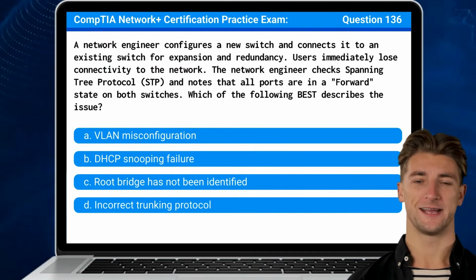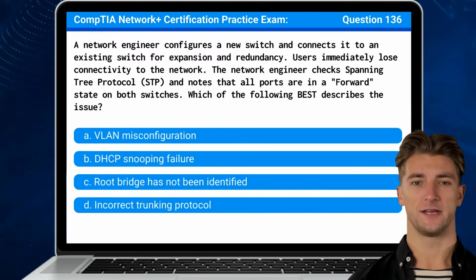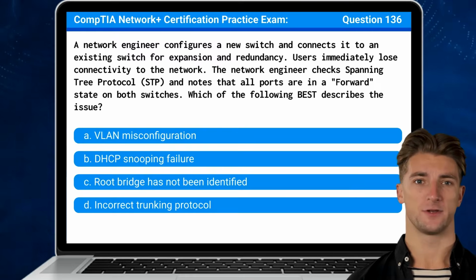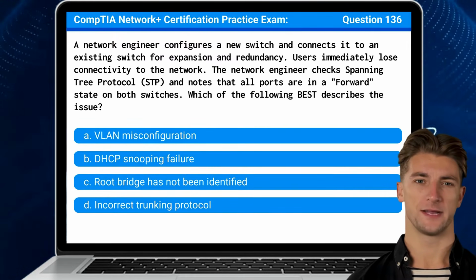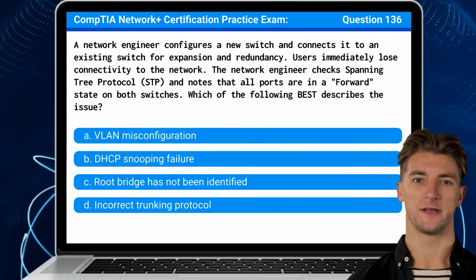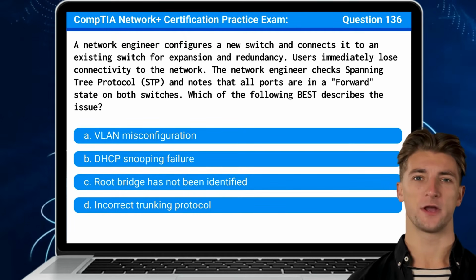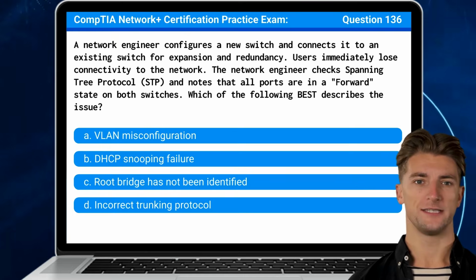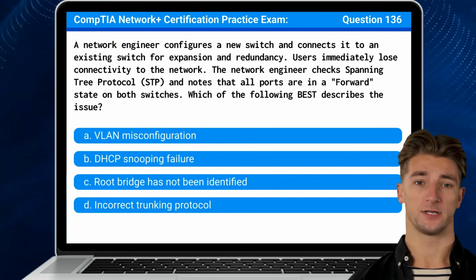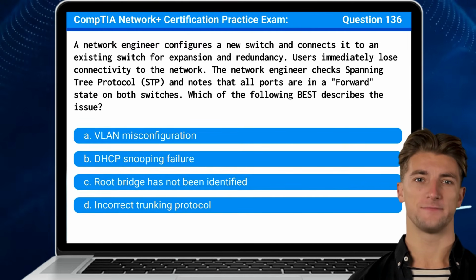Question 136. A network engineer configures a new switch and connects it to an existing switch for expansion and redundancy. Users immediately lose connectivity to the network. The network engineer checks spanning tree protocol and notes that all ports are in a forward state on both switches. Which of the following best describes the issue?